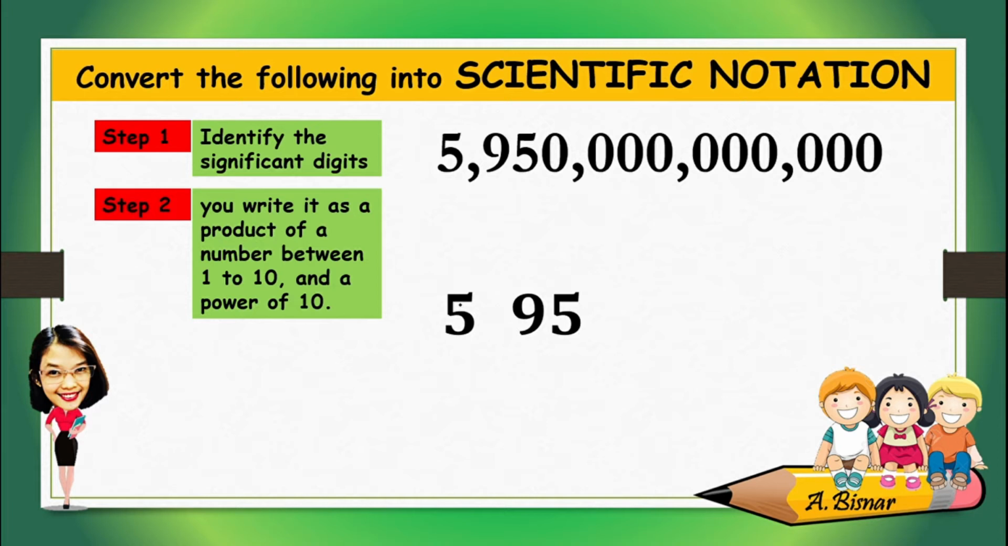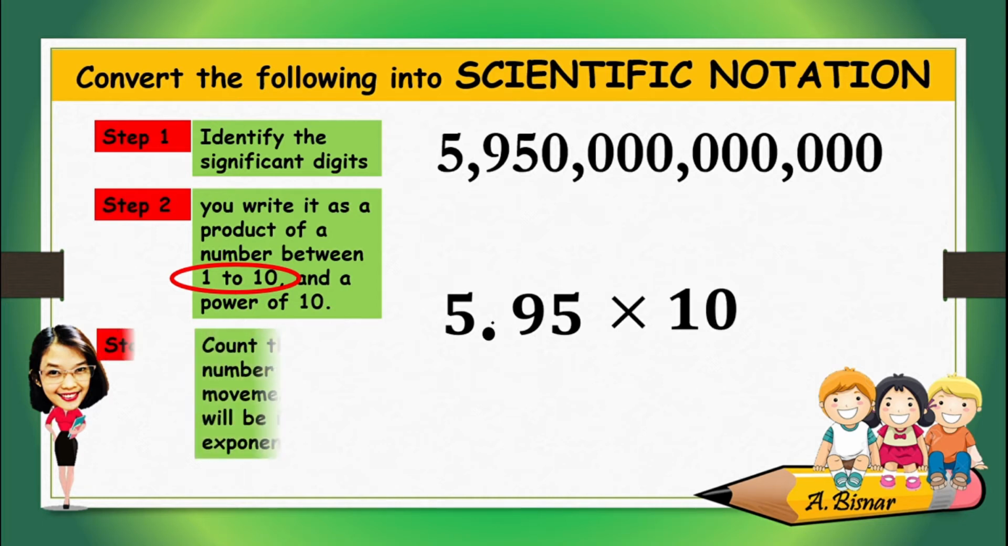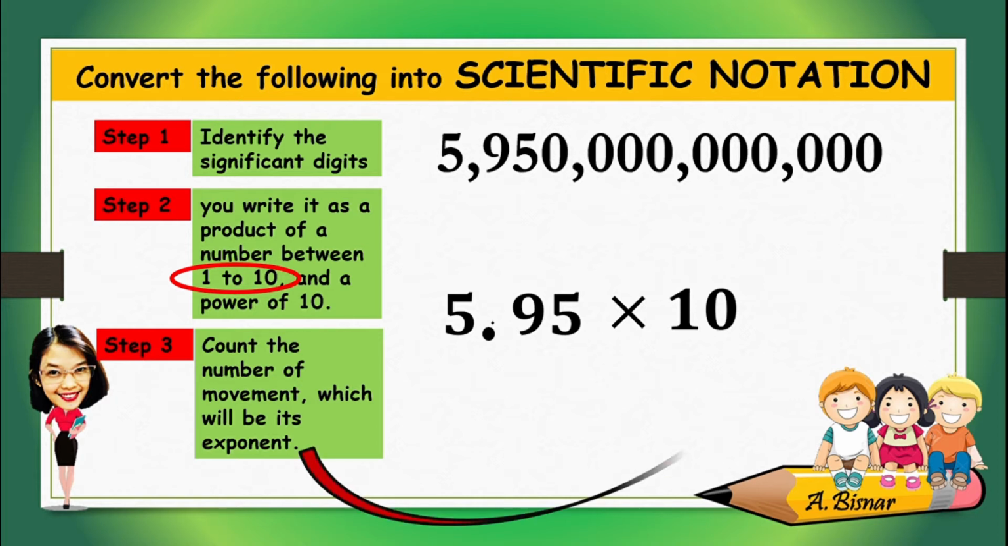For step 2, you have to write it as a product of a number between 1 to 10 and the power of 10. Since you have to write it as a product of a number between 1 to 10, you have to identify the first significant digit, which is 5. And therefore, you have to add a decimal point. And since this is a product of a number and the power of 10, then on step 3, you have to identify the number of movements in order to know its exponent.